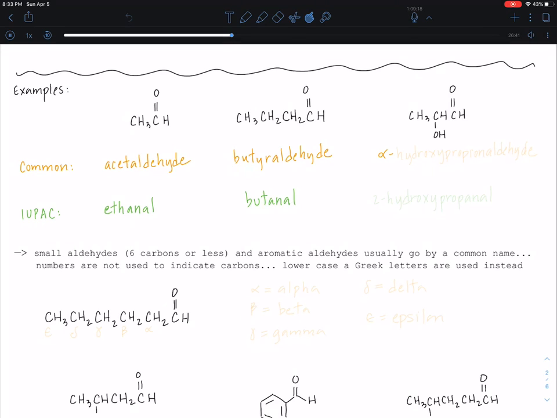And when we're not naming this as an alcohol, but when we're naming the hydroxyl group as a substituent, it's a hydroxy group. So this is alpha hydroxy. And now we're just going to name the aldehyde as usual, right? And this is the common nomenclature. So this is a derivative of propionic acid. So we're going to drop the ic acid and add aldehyde, right? So it's propionaldehyde.